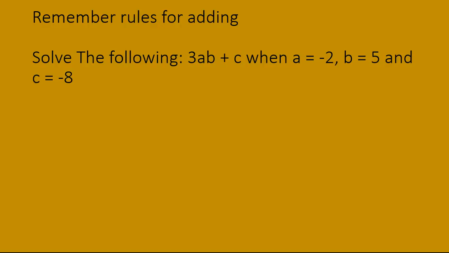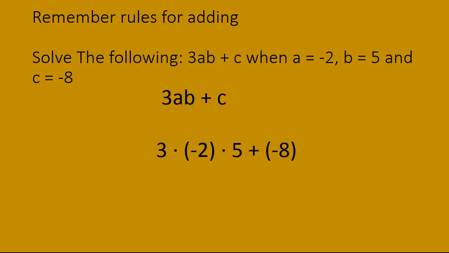All right, so we're going to add one more challenge question at the end, and that's this one, where the equation is 3ab plus c when a equals -2, b equals 5, and c equals -8. This is the last question for this lesson, and it's incorporating both the rules for multiplication, and we also have to remember the rules for adding. So we have to remember back to those rules that we learned for adding and incorporate them into this expression.